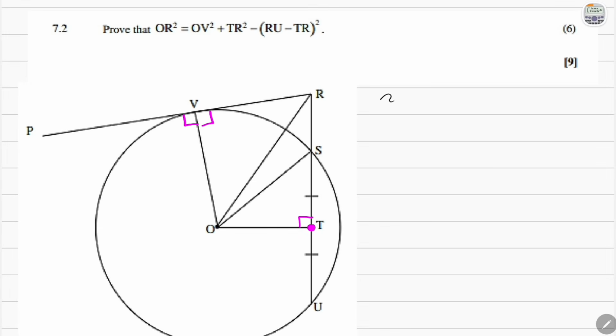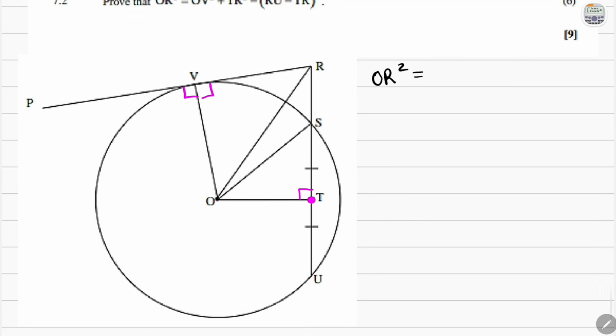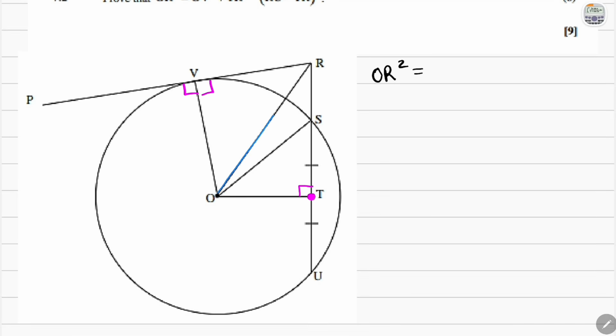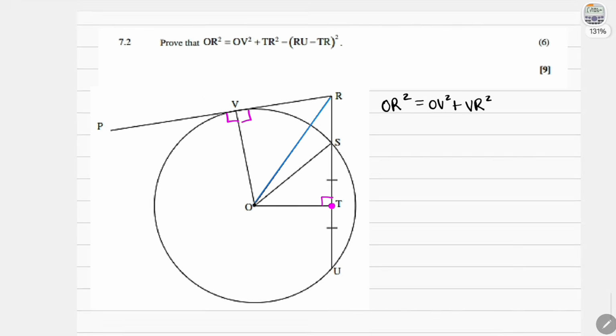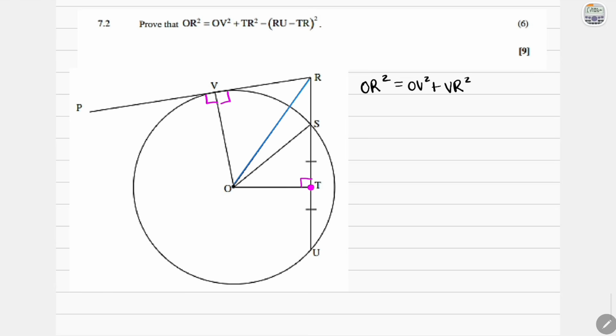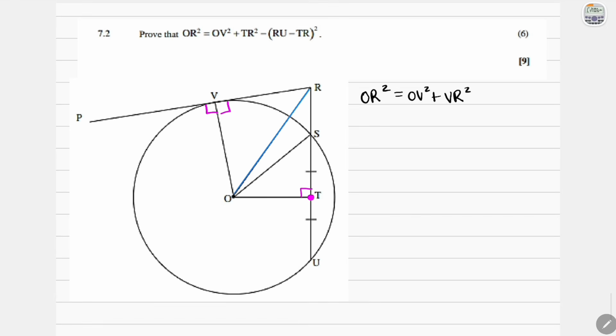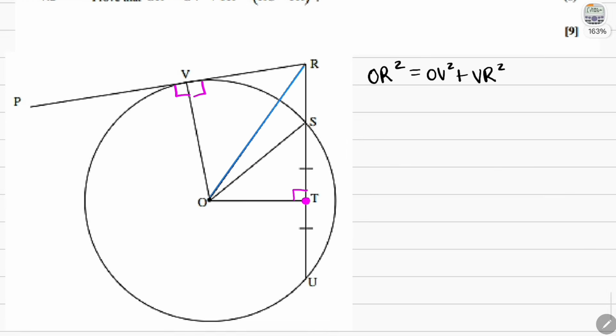So what they clearly used is OR squared. And let's look at the ways to construct this. So OR is this. So from this, you can clearly see they either used this triangle over here. And if we use that triangle, OR squared would be equal to OV squared plus VR squared. Okay, and that would be using Pythagoras. But we can't just go with that and say, okay, that's definitely what they use. Let's go with that. There's also another way to find OR squared. We could find OR squared by simply saying, use this triangle over here.